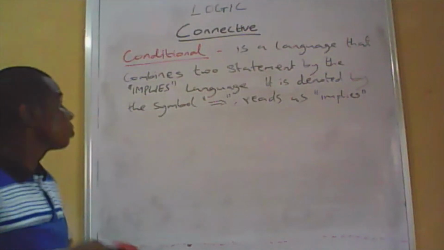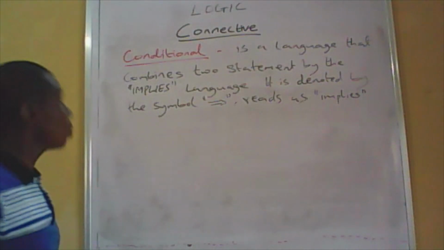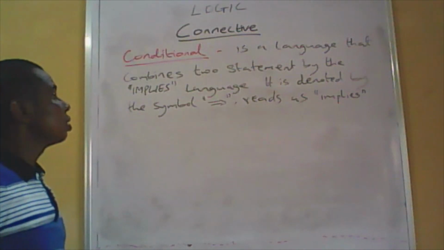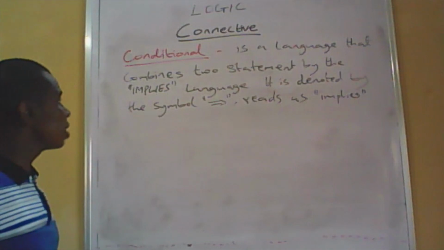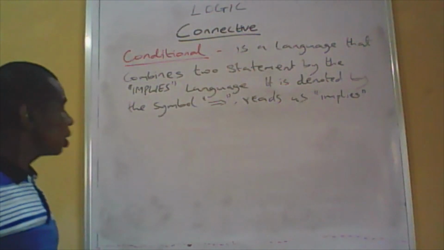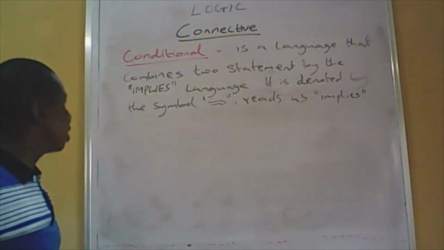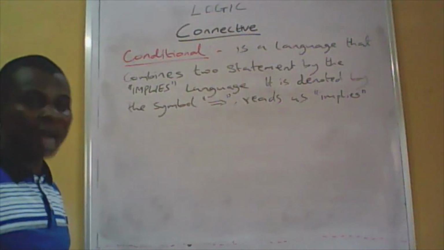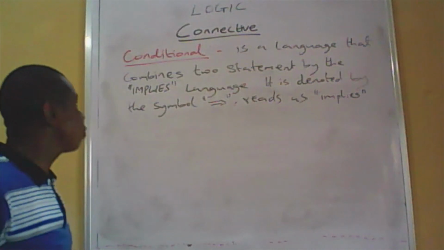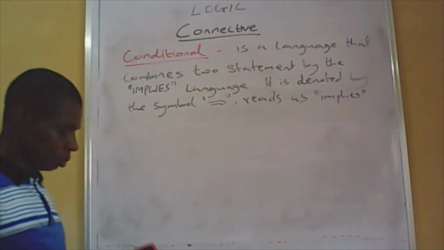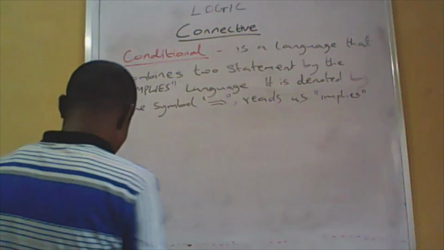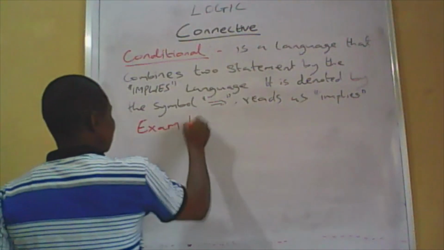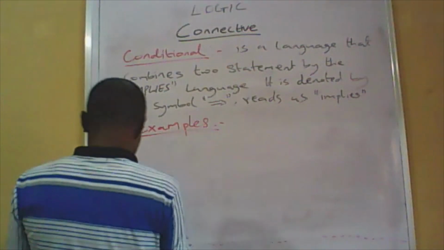Yes. We say conditional is also a connective that combines two statements by the implied language. It is denoted by the symbol right arrow. This arrow is read as implies. Let's go over to the examples of conditional connectives.